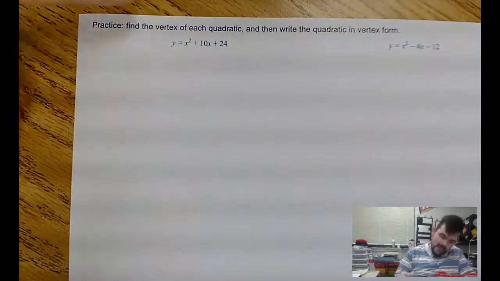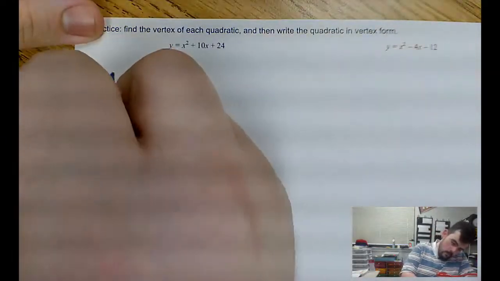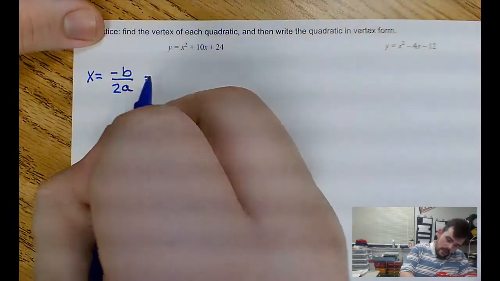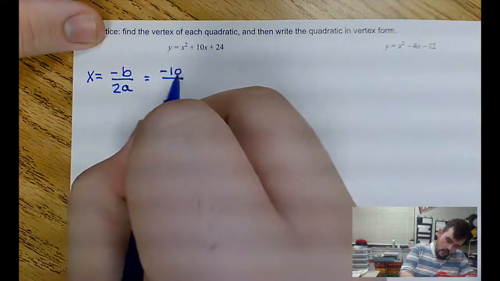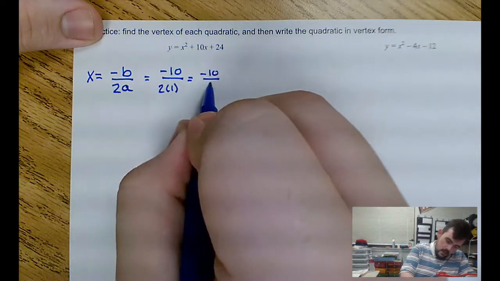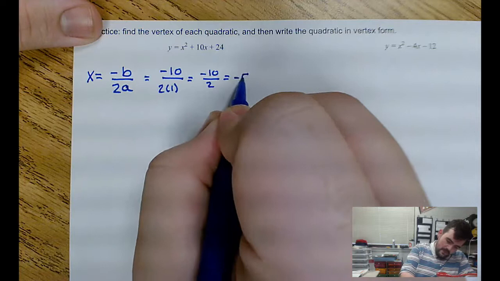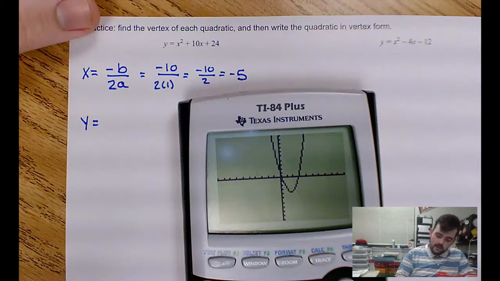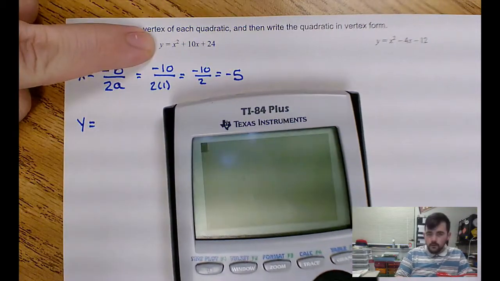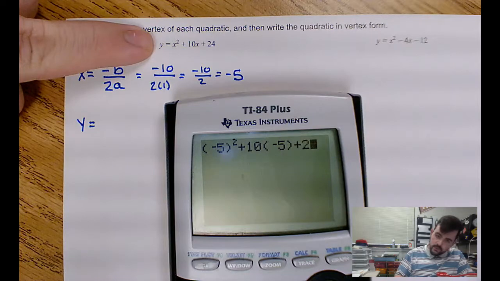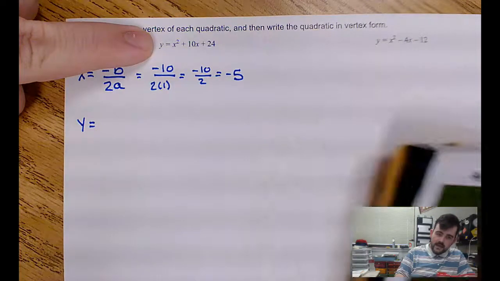So first, the x-coordinate. For the first one, negative b, that would be negative 10, over 2a, that's 2 times 1. That's going to be negative 10 over 2, which is negative 5. Then I'm going to plug negative 5 back in for all of that. So negative 5 squared plus 10 times negative 5 plus 24. That gives me negative 1.